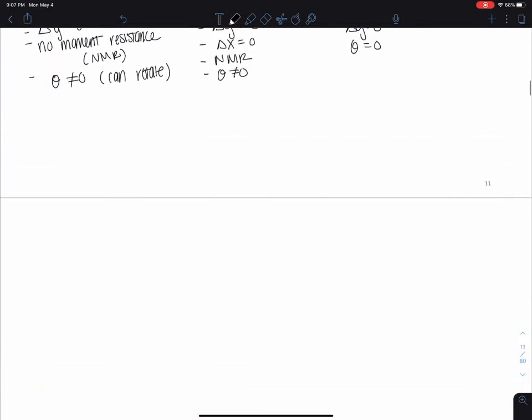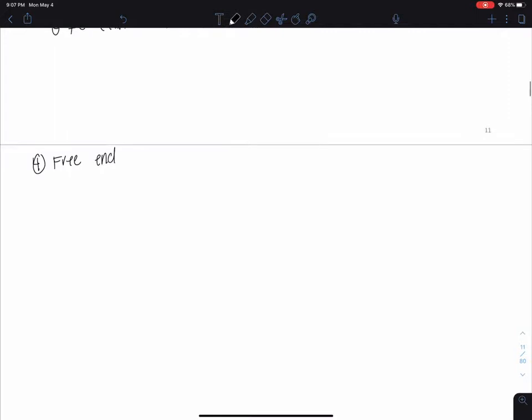Okay, the next one we have, number 4, is a free end. A free end basically means it has no supports. We have no shear resistance, and we have no moment resistance either.